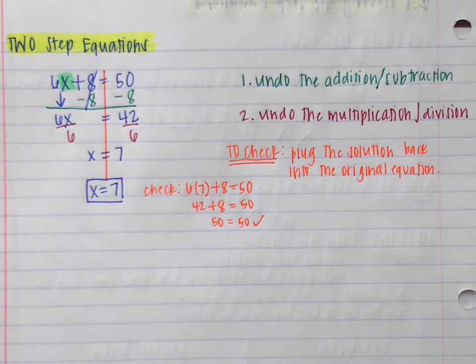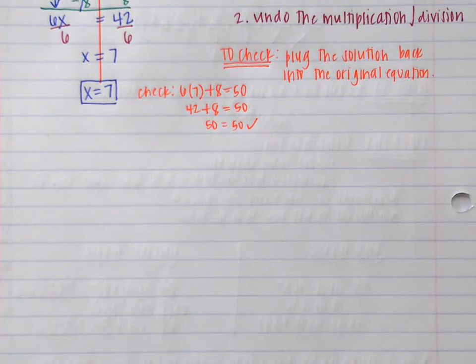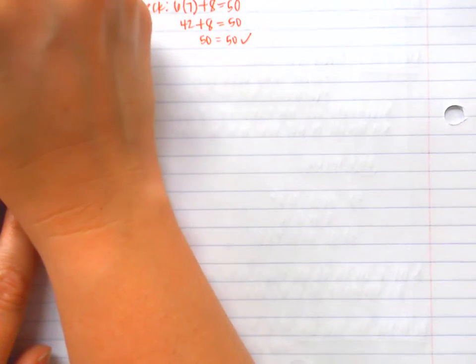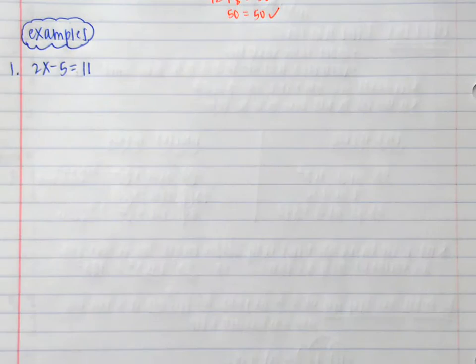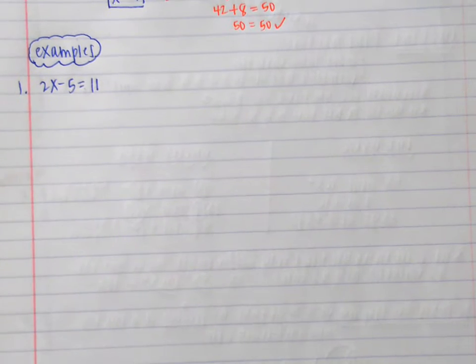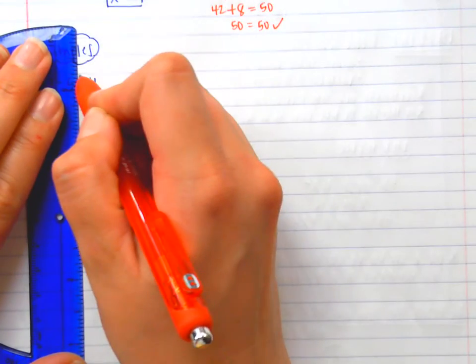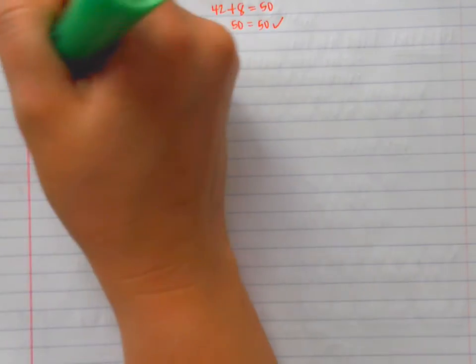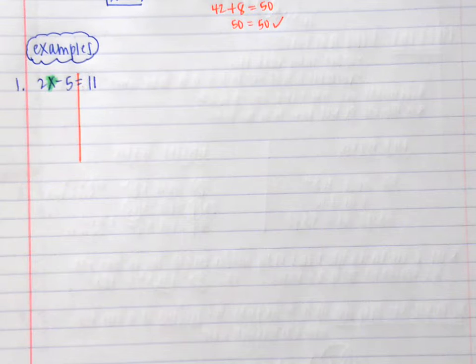Okay, let's try some examples. We're just going to do 5. Okay, so number 1, we have 2x minus 5 equals 11. First thing I'm going to do is put my line down the equal sign to just kind of keep me organized. And then again, if you guys need to highlight the x, highlight the x. If you don't need to, don't do it.